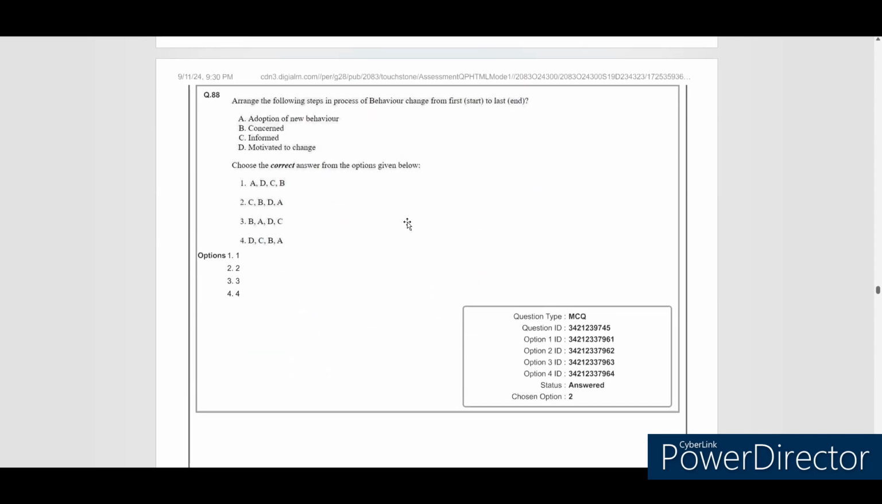Now coming to question number 88, which is a very direct question. We need to find the steps in the process of behavior change from first to last. The first step is always informed, followed by concerned, third is motivated to change, and the last is the adoption of new behavior. If you can see, there is only one option that starts with informed. So it is option 2.